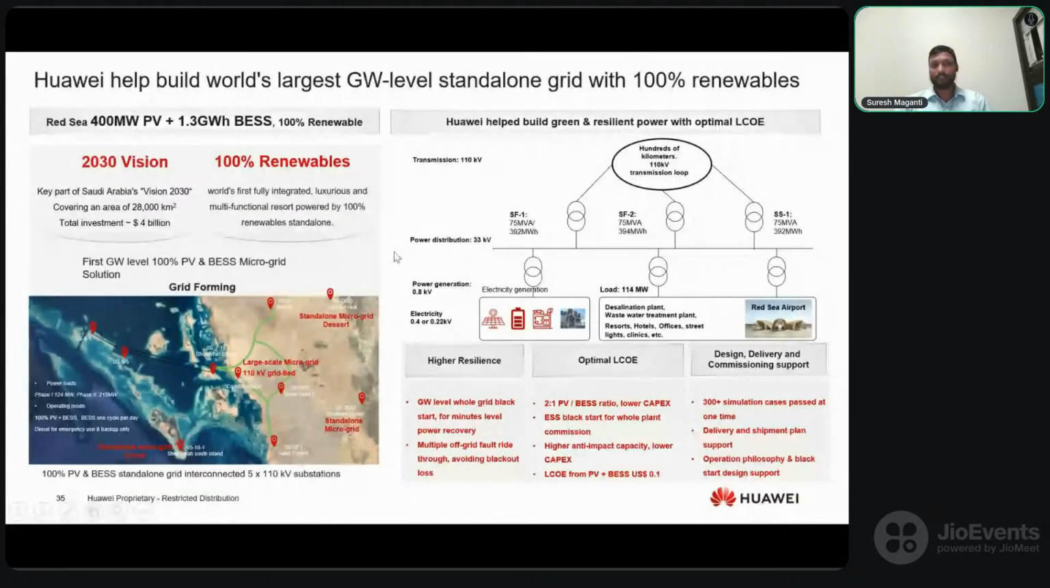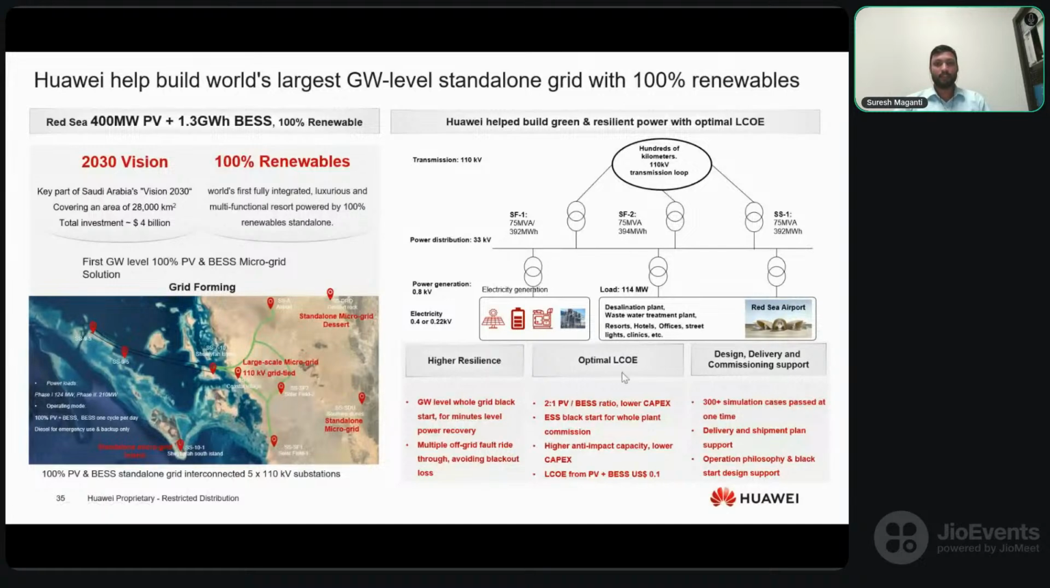The total capacity is 1700 megawatts, which is almost enough to supply very big cities in India, like Bangalore and Hyderabad. So it's a very big islanded microgrid. At the time of connection also there was no grid access. With this project, Huawei has proven that it produces an optimal levelized cost of energy.